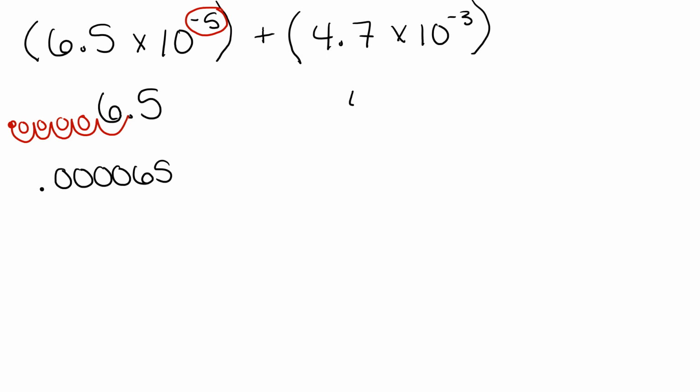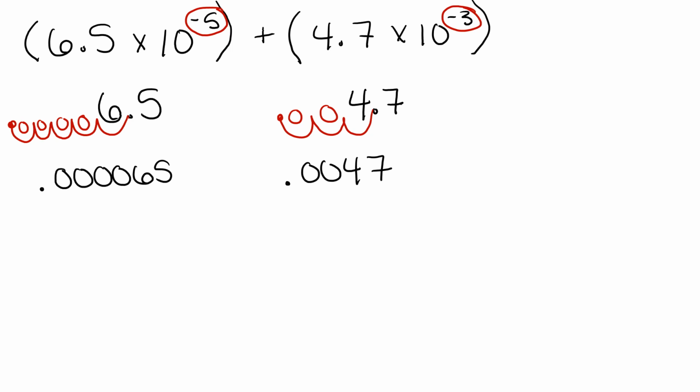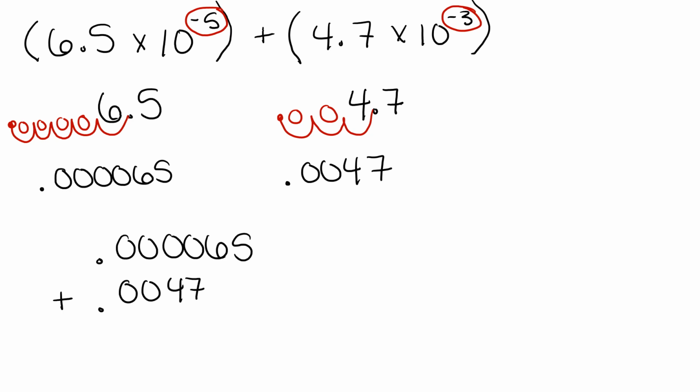We're going to do the same thing to the 4.7, but for this one, we only move the decimal 3 times. 1, 2, 3. Again, we move it towards the front because the 3 is negative. Negative exponents represent small numbers, which means the zeros go in front. 0.0047. Now we're going to set up our problem to add them together. 0.000065 plus 0.0047. Notice how I line up my numbers. The decimal points have to be in a straight line.